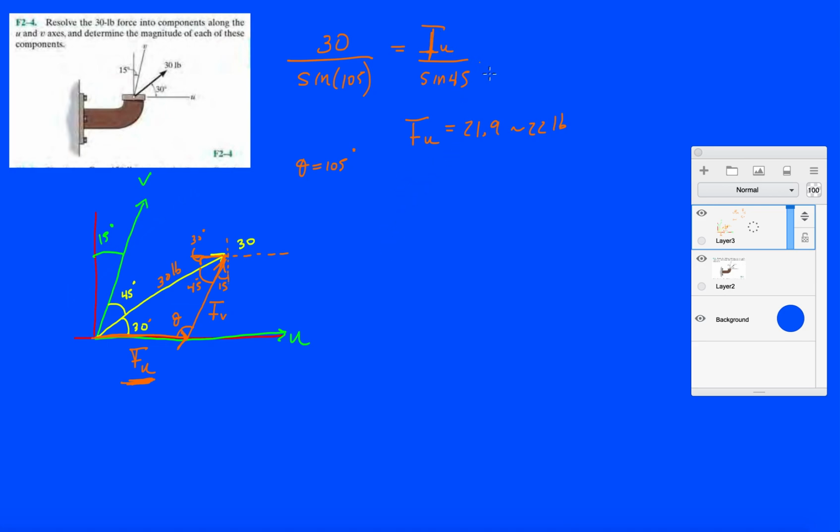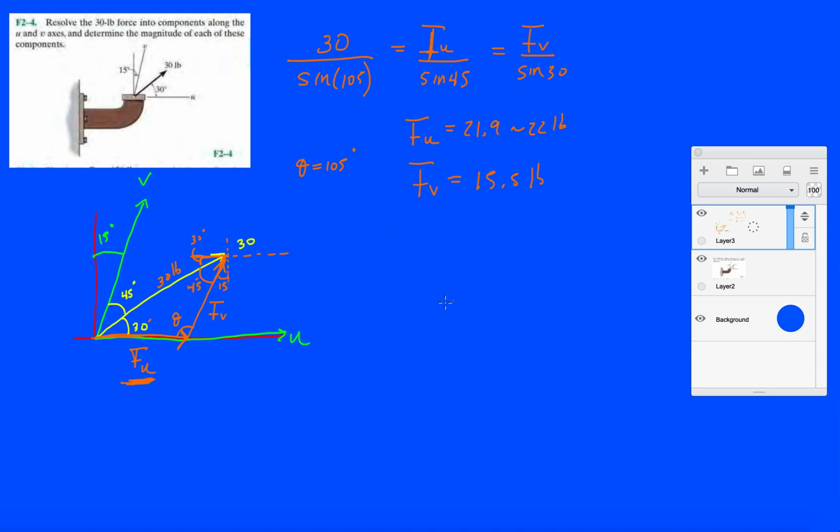And I'll do the same thing for F sub v. F sub v equals 30 over sine 105 times the sine of the angle opposite to F sub v, so that's sine 30. So 30 times sine 30 divided by sine 105. And that gives me F sub v as 15.5 pounds. Okay. And that's how you get both of the sides, pretty much the magnitudes of the two components that make up that 30-pound vector, okay? And there you have it.